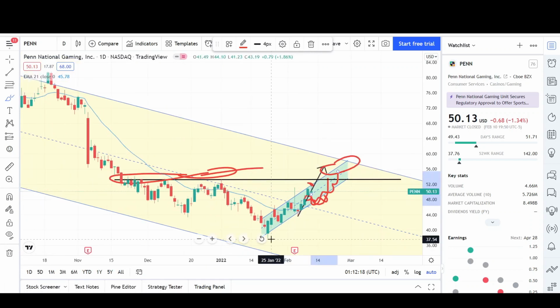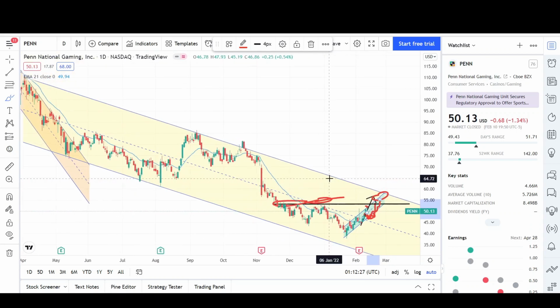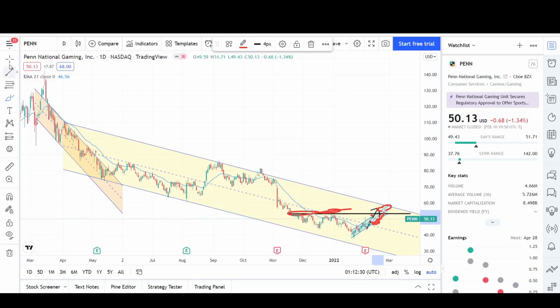Is this going to be a bottom for PENN at this $37 level and turning into a reversal? Well, that's a possibility, but it's just a little too early to tell. You can see that this yellow channel is a major pattern, and we're still inside of it.